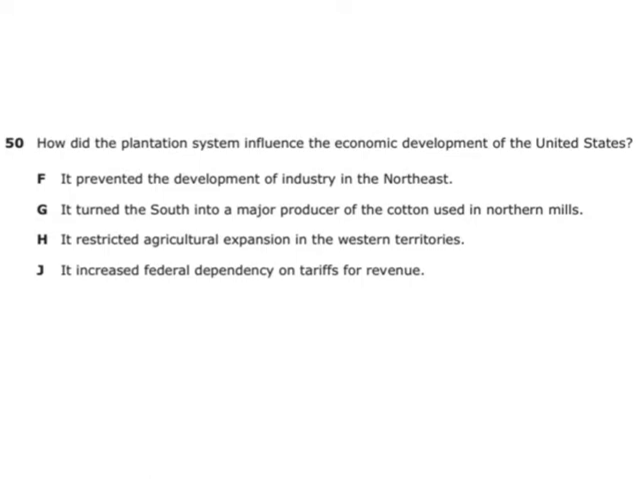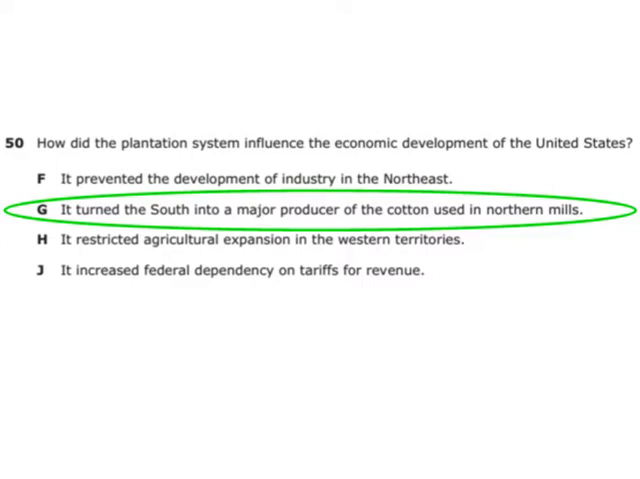How did the plantation system influence the economic development of the United States? It turned the South into a major producer of the cotton used in northern mills. So because of the plantation system, that's where we had slavery, that's where we grew cotton. Well, in the South they produced the cotton, and then in the North they changed that cotton into cloth.